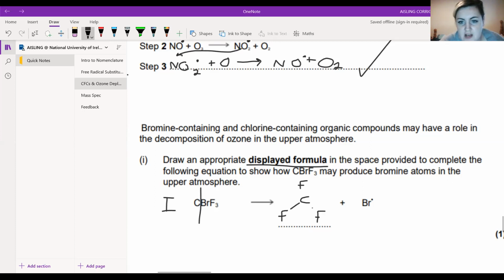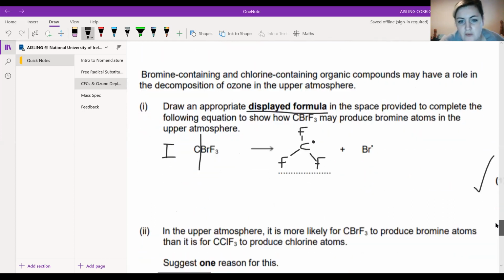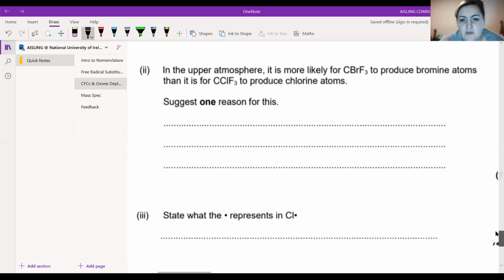And just throw those bonds there. And again, it's not a radical unless you show that unpaired electron. And that's that one mark. Okay, nothing too complex there. Lovely. Now, this is the last, no, it's not the last one.